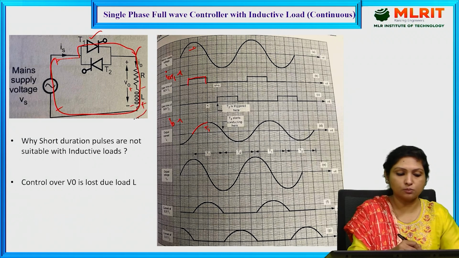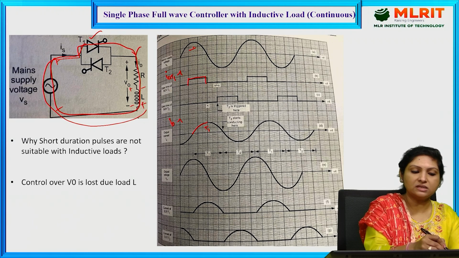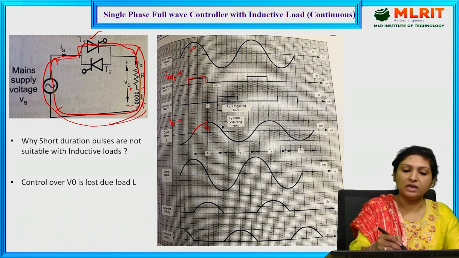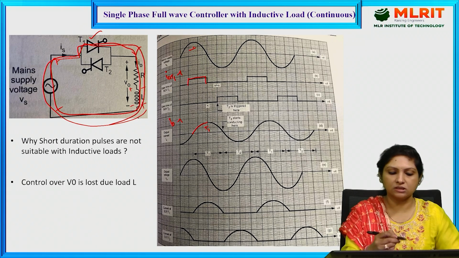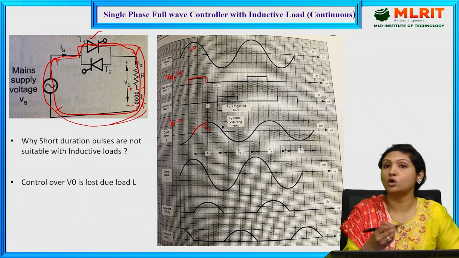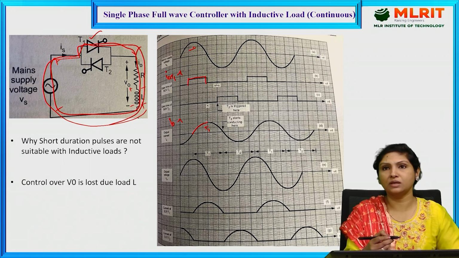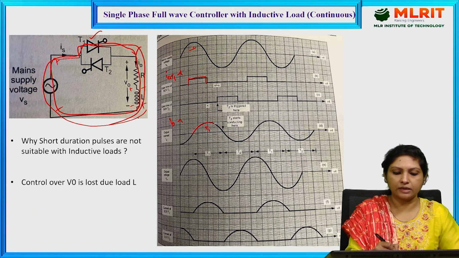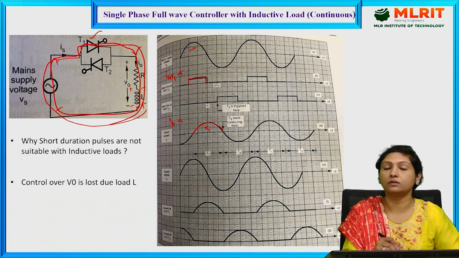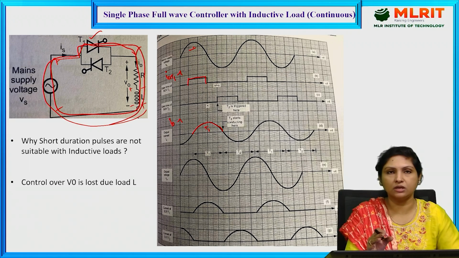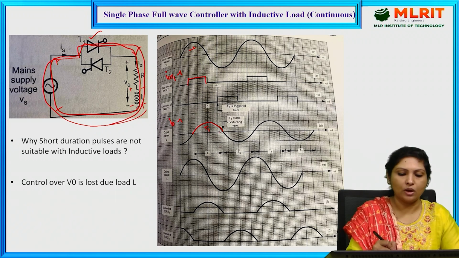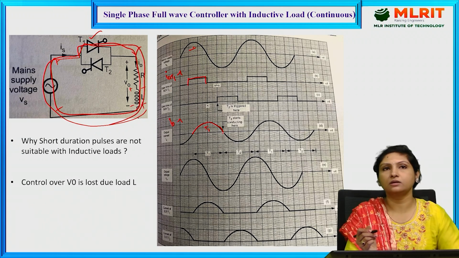And because of this positive polarity, T1 is still maintained in conduction even during the negative half cycle of the supply voltage. That is the only reason T1 is still conducting beyond pi, even during the negative half cycle, and it is conducting till this instant. The moment the current through the load, that is the current across the inductor, is completely exhausted and becomes zero, at that instant T1 will be turned off.